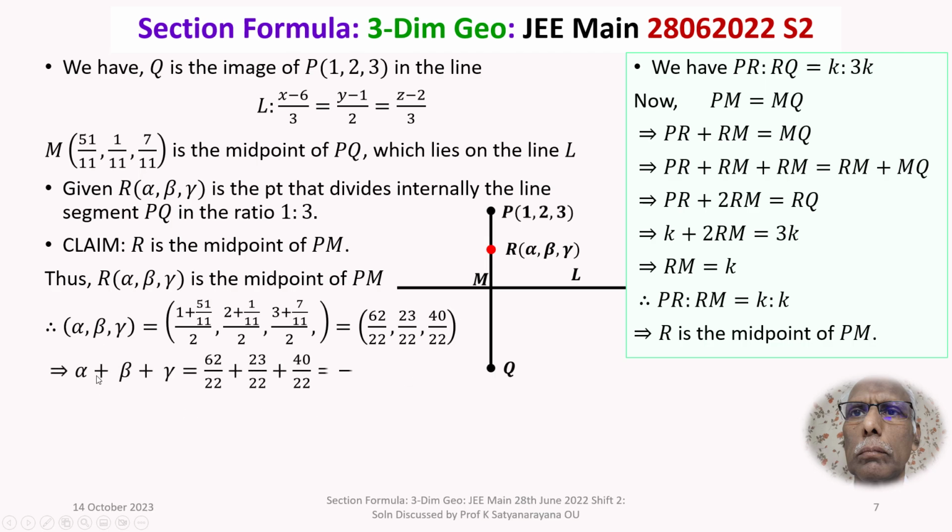When you add alpha plus beta plus gamma, you will get 125 by 22. And this implies 22 times alpha plus beta plus gamma is 125. That's exactly what is wanted. In the question, it is asked to find the value of 22 times alpha plus beta plus gamma. We have found that it is equal to 125. So it is a numerical question, only the answer you have to say. The answer to this question is 125.